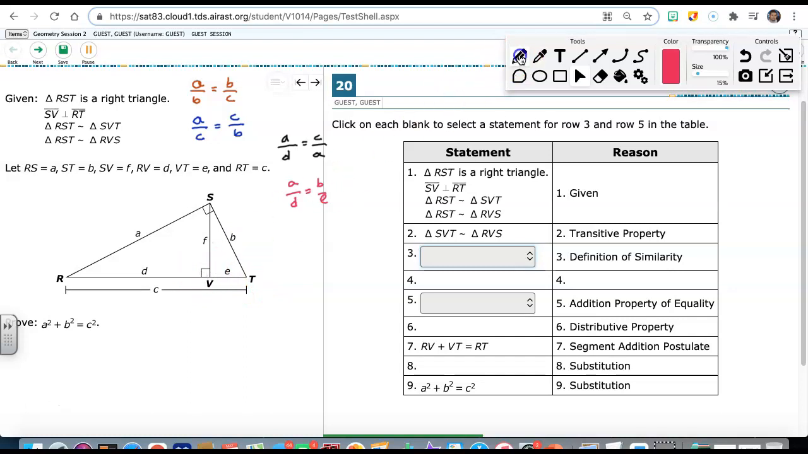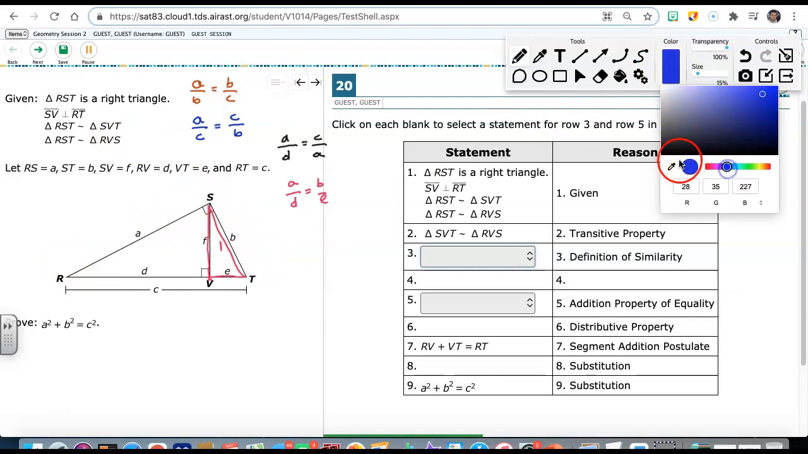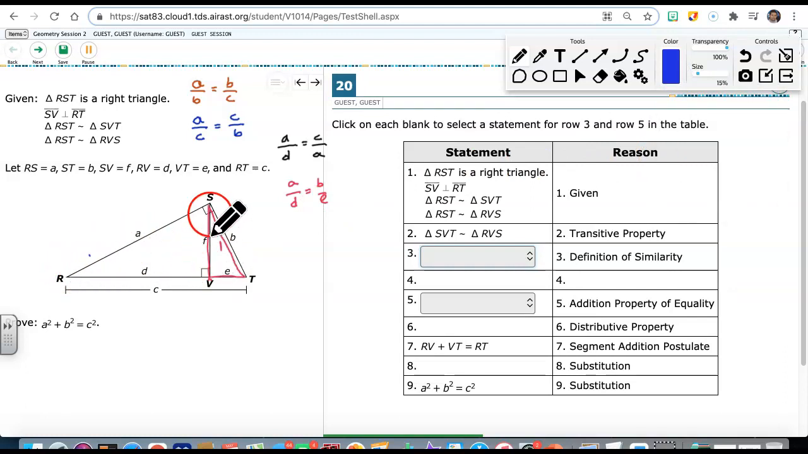90-degree angle. And now they're saying that triangle RST, which is the big triangle, is similar to SVT. So the big triangle is similar to this little triangle on the right side. The next statement is triangle RST is similar to RVS. So they're saying that the big triangle is similar to this triangle on the left side. So I'm going to call that 2. This is the little triangle, the medium, and then RST is the big triangle. I'm going to call that 1 on the right side, the little one, 2 on the left side, and 3 will be the big triangle.